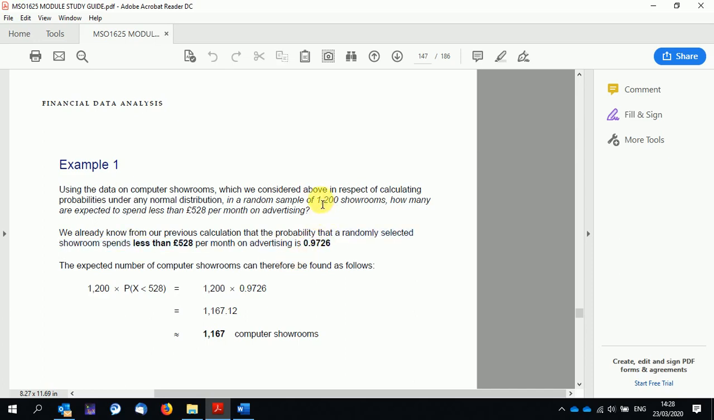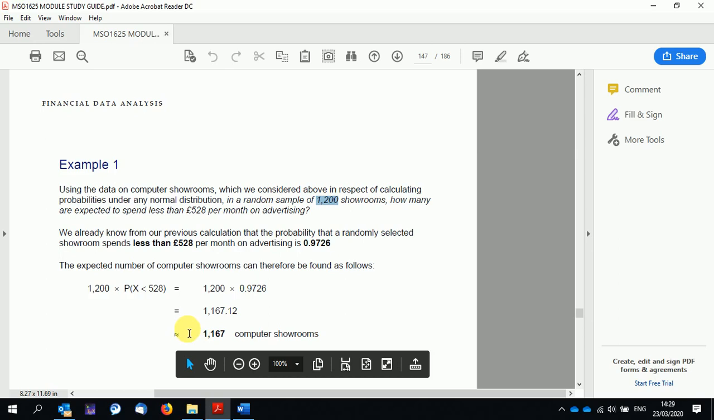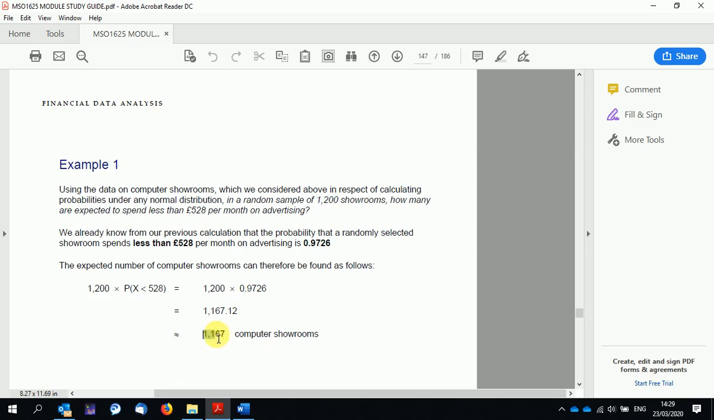Now, what if we had 1200 showrooms, right? So let me repeat, the probability of spending less than 528 pounds is this much for one randomly selected showroom. What if we had 1200 showrooms? Then how many showrooms would you expect where the customers will be spending less than 528 pounds? All you have to do is take your probability for one showroom, multiply by the number of showrooms, and that should give you the expected number of computer showrooms where people will be spending less than 528 pounds.